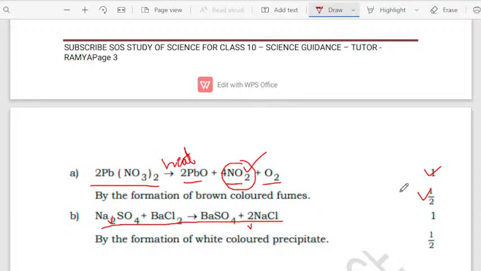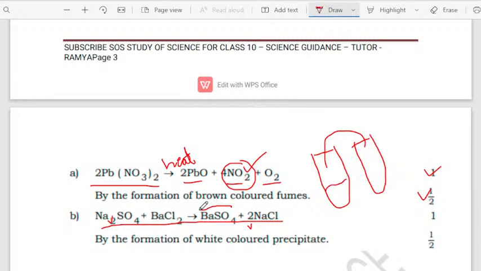So what is the observation? See, sodium sulfate and also the barium chloride both are colorless solutions. And when these combine together, what happened? An insoluble salt, a precipitate, is being formed. That is the barium sulfate. Barium sulfate is the white precipitate which is being formed, and this is the observation you can see, children. So for that it is half mark, and for chemical equation it is 1 mark.